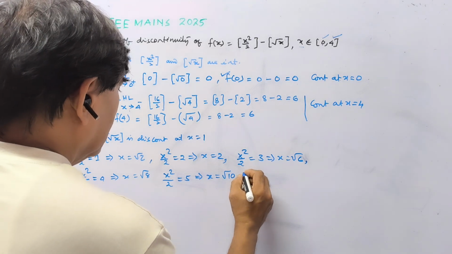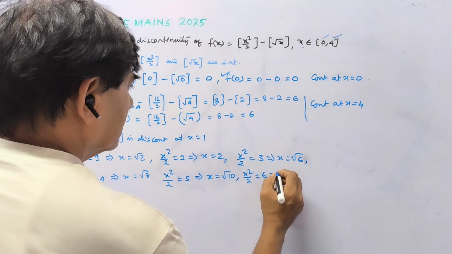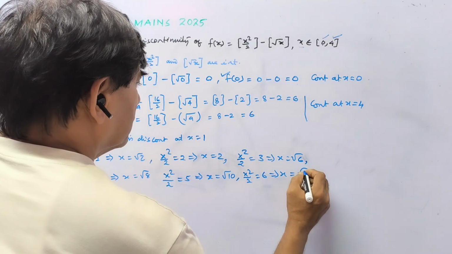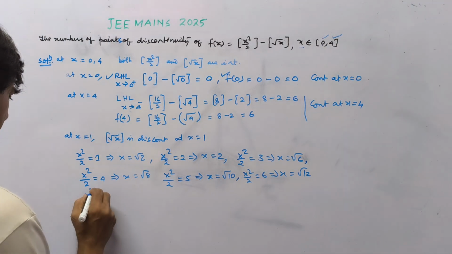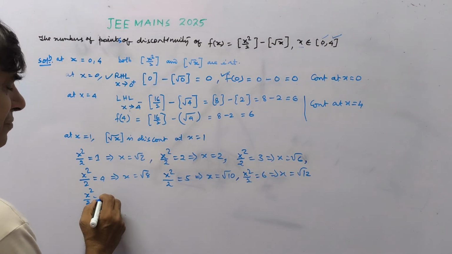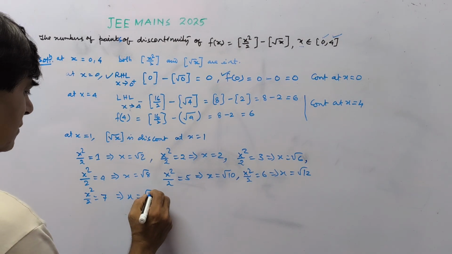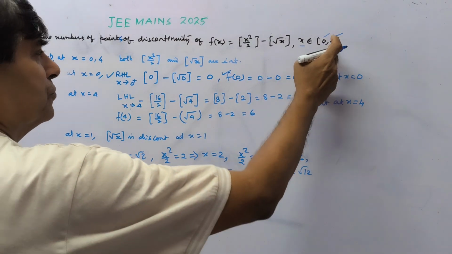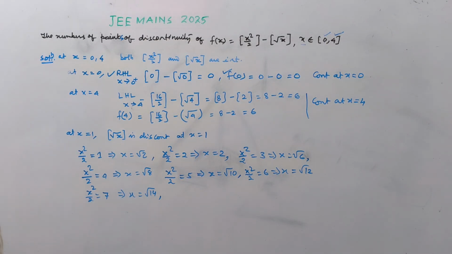And x square by 2 is equal to 6. This implies x is root 12. Root 12 is also less than 4. And x square by 2 is equal to 7, so this implies x is equal to root 14. Root 14 is less than root 16. So one more, and 4 I have already tested.